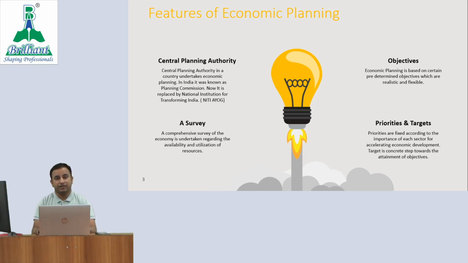The next important feature of economic planning is priorities and targets. Priorities are fixed according to the importance of each sector for accepting or accelerating economic development, and a target is a concrete step towards the attainment of the objectives. So priorities are set in order to focus on what is to be done now, and targets are the short-term missions which are designed to achieve long-term better results.